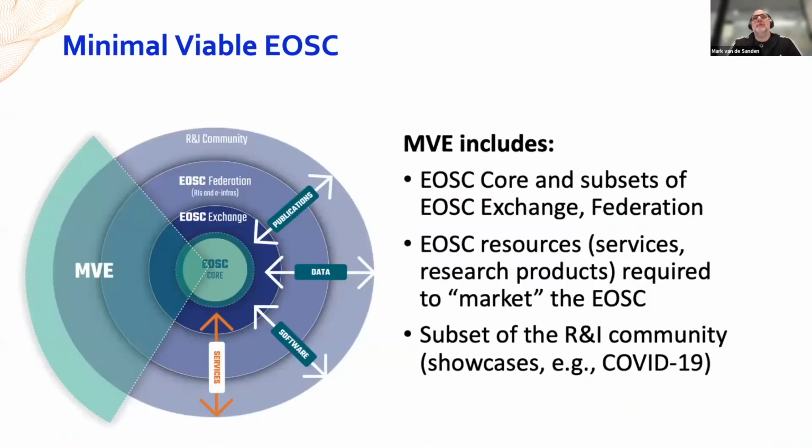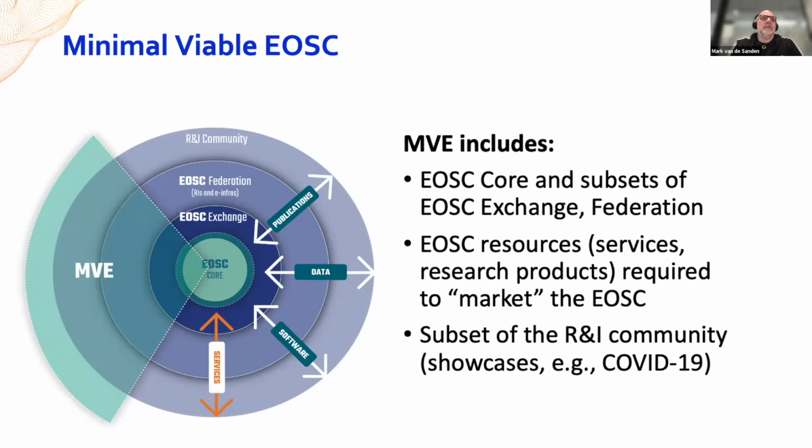This is a diagram which has been developed by the EOSC Architecture Working Group from the previous EOSC Governance Board. And this describes the minimal viable EOSC, but it also identifies how the EOSC Core is positioned to the EOSC Exchange, but also towards the EOSC federations and the community and users at large.